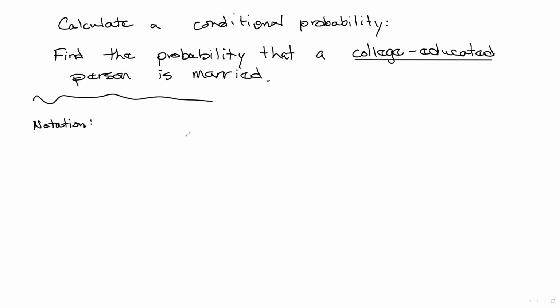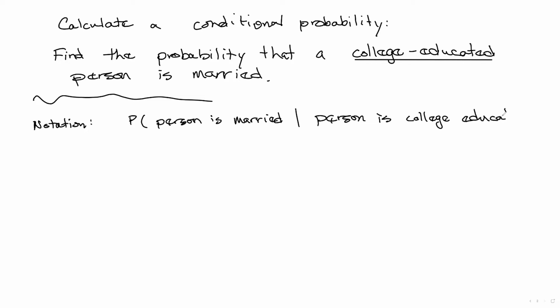How do we represent conditional probability? So the way that we would represent this problem that we just did is we'd say, find the probability a person is married, and we're going to put a line, and I'll talk about that in a second, and then the person is college educated. So we put the condition second, and we put the thing that we're trying to find the probability of first. And this bar is pronounced given that.